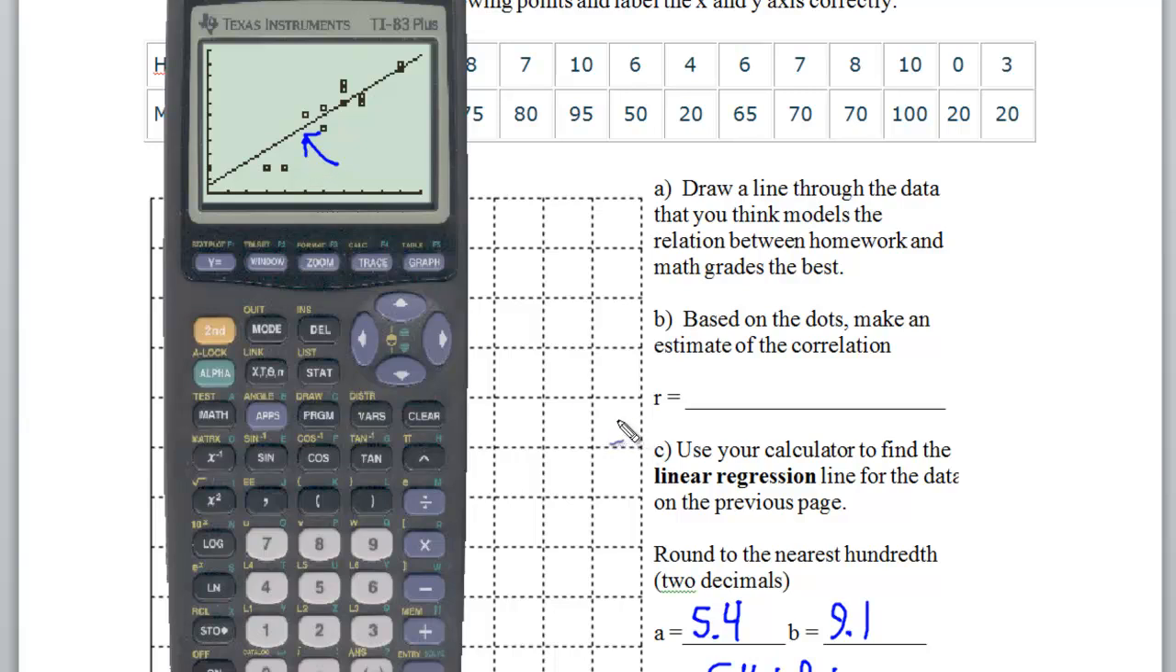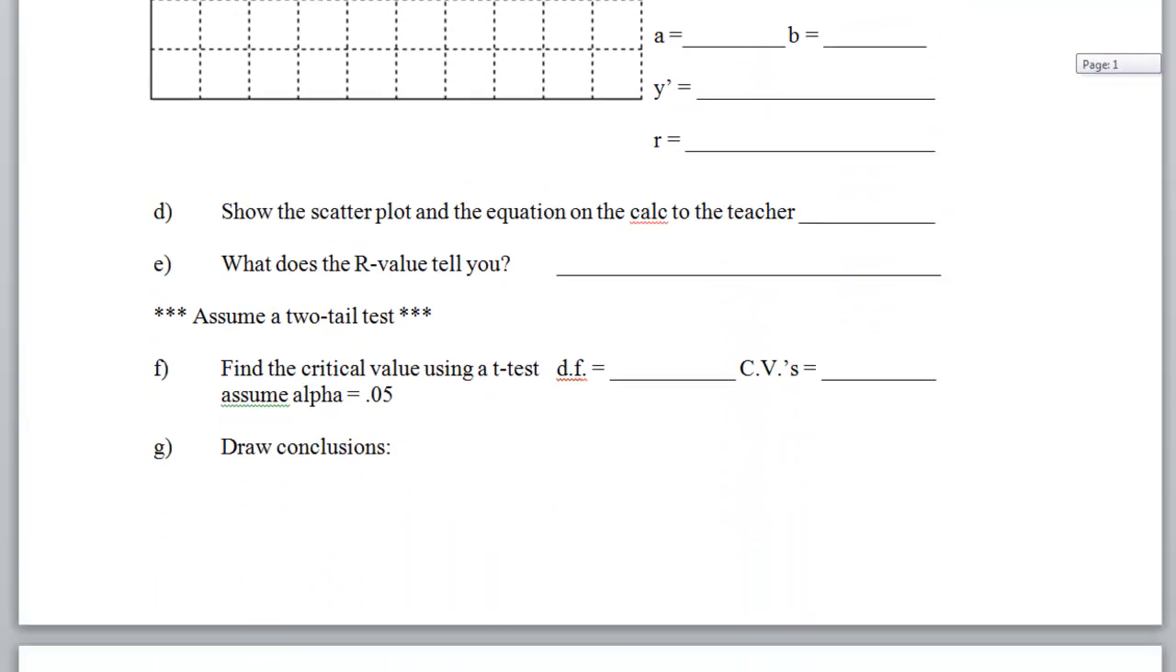Alright, now, there are some things that we're going to do down below here, but let me move everything down here. It says, okay, show the scatter plot to the teacher. That would get a little check by me on the day of the test. Whoops, little check in the box there. Bloop.